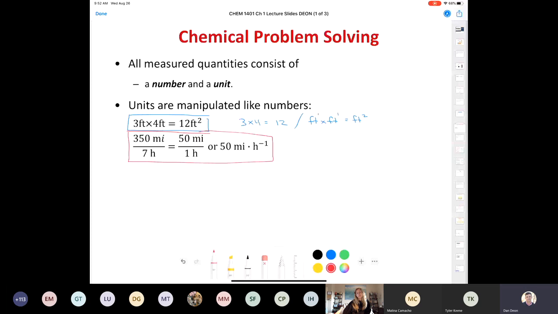But we could also express these units, right? Miles in our numerator and hours in our denominator. We could also express it as 50 miles times hours to what? The power of negative 1. Because when we have to the power of negative 1, it's the same thing as saying 1 over that unit. So it's the same thing as saying 1 over hour. Okay? Give me a thumbs up if you follow me on that one. Not meant to be a mind boggler.